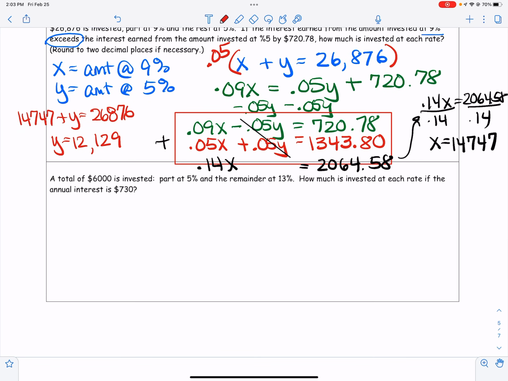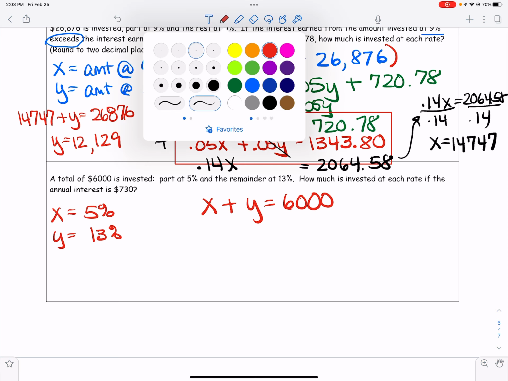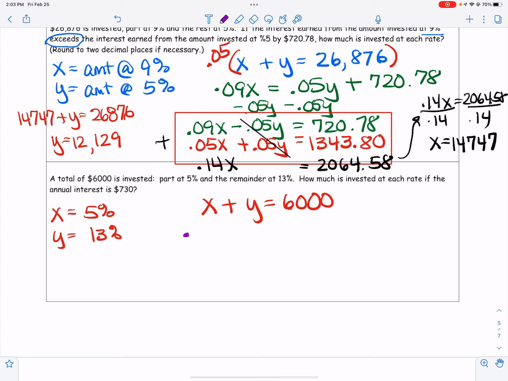So this one, we've got a total amount that's invested, very similar to that last problem. So we're going to have X at 5%, and Y is the amount at 13%. And we know that the total amount invested was equal to $6,000. Now the interest, 0.05x for 5% plus 0.13y has to add up to the interest earned.